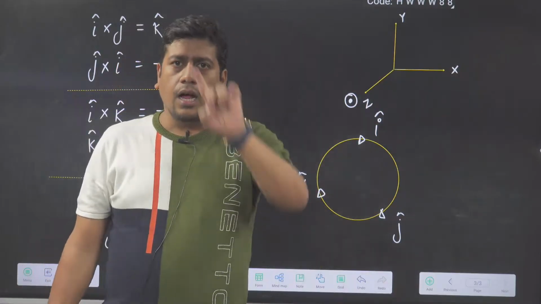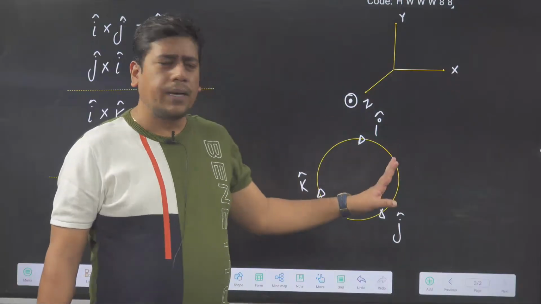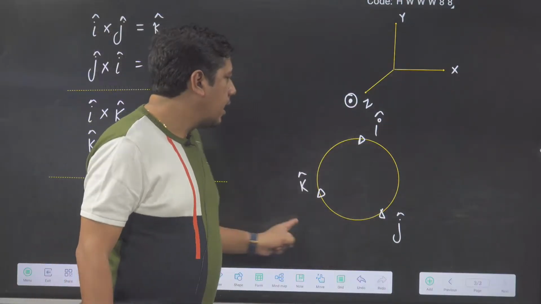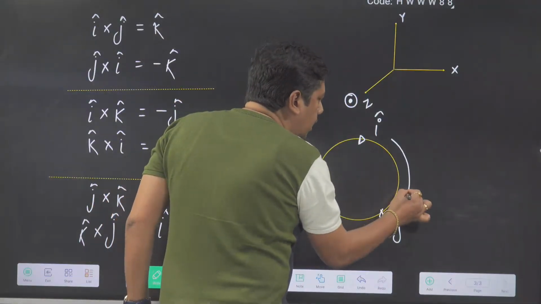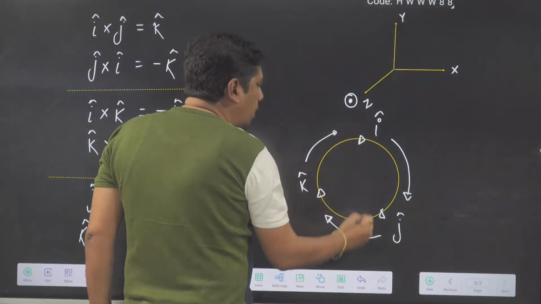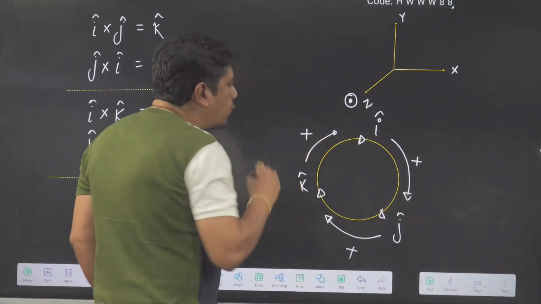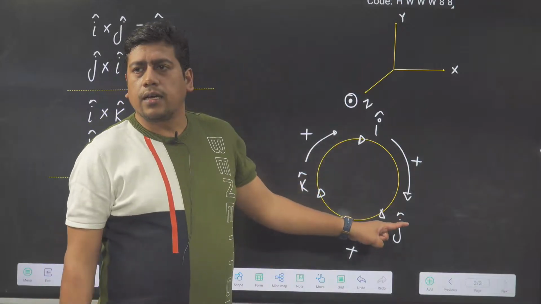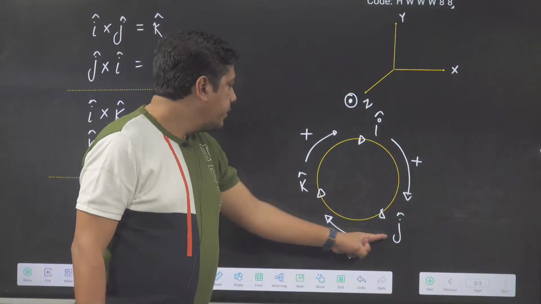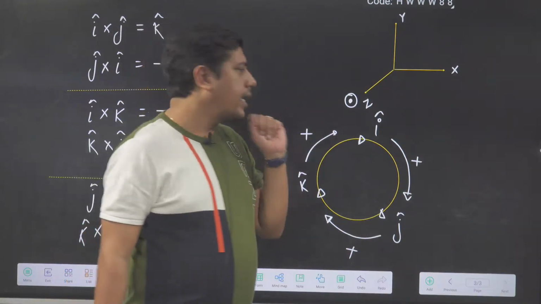Remember this cycle, I, J, K, I, J, K, I, J, K. Clockwise, anti-clockwise doesn't make any difference. If you are taking the cross product in this cyclic order, you will put positive. Means I cross J with the cycle, J cross K with the cycle, K cross I with the cycle. You can check here.